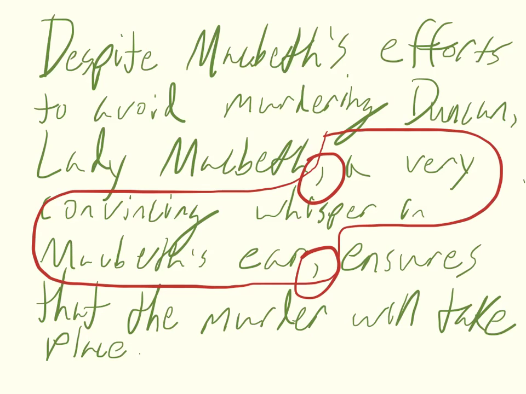Here's a check to see if you use the appositive comma correctly. Despite Macbeth's efforts to avoid murdering Duncan, Lady Macbeth ensures that the murder will take place. So if you notice, you could take out the appositive comma usage and not affect the sentence's grammatical status at all, or completeness status, and that's a really good check as well to see if you used it correctly.